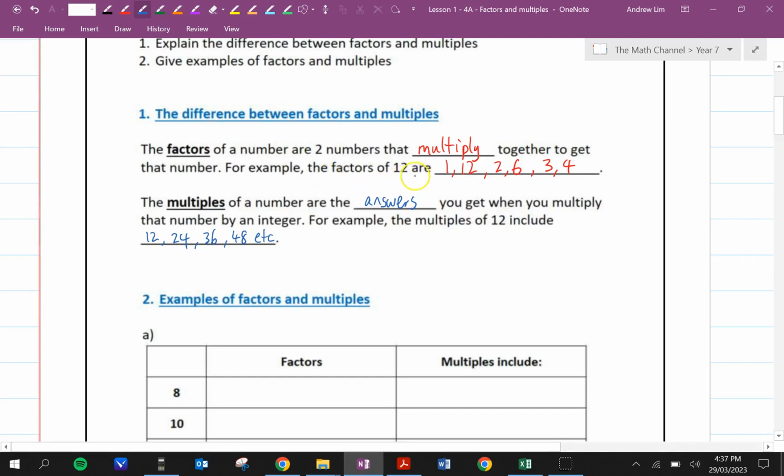Whereas for factors, the highest factor of any number is itself. So the highest factor of 12 is 12. The lowest multiple of 12 is 12.